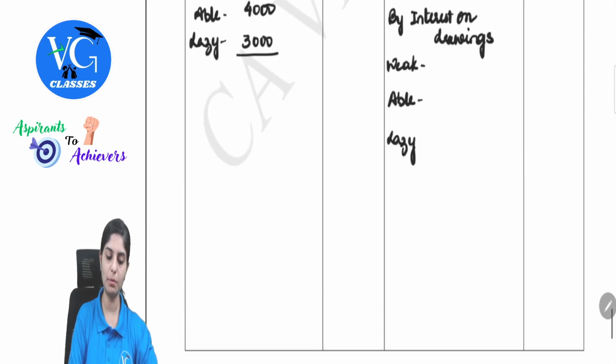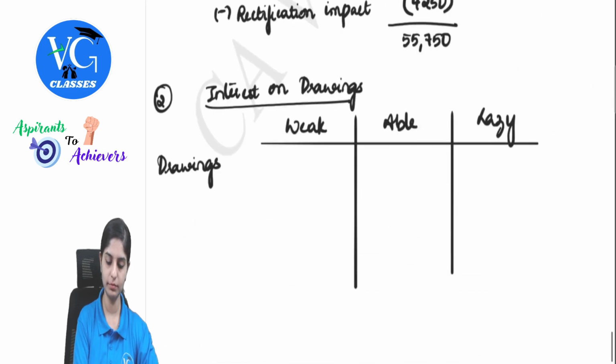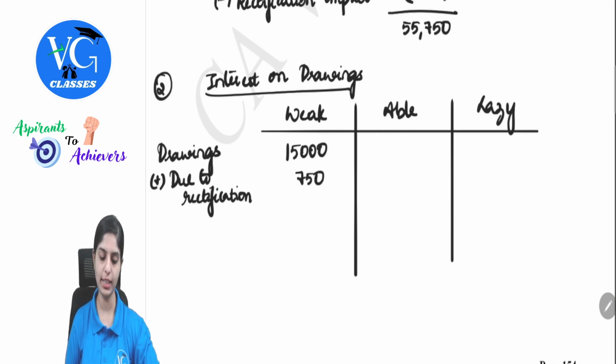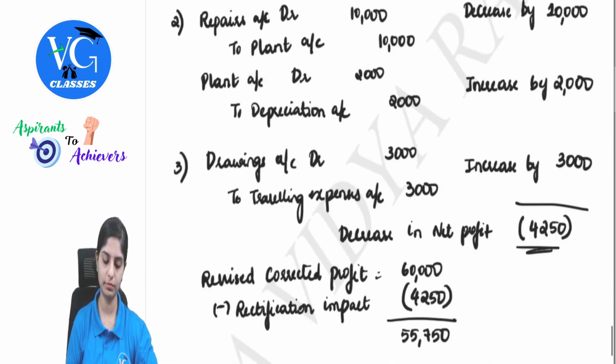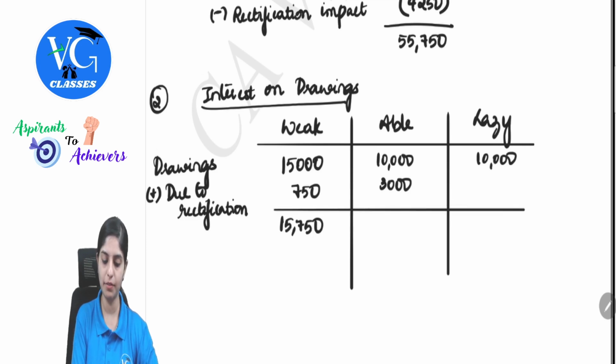Drawings for Weak, if you observe, was given as 15,000. Due to rectification, we are supposed to add those treated as drawings, so plus 750, 10,000 and 10,000. For Able also, there was 3,000 extra shown as drawings. So the amount of drawings will be 15,750.